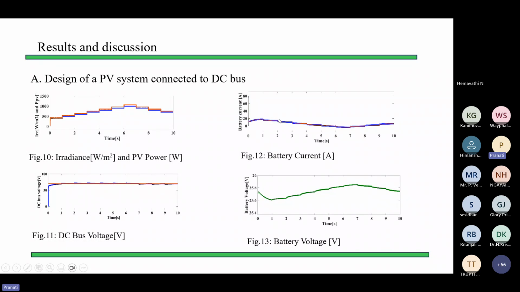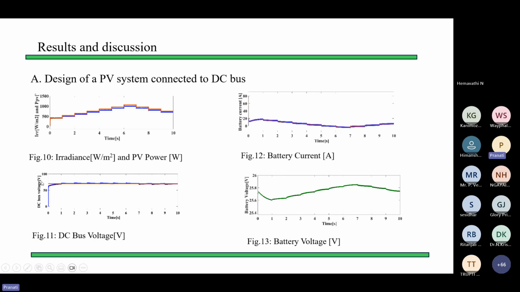Similarly, for different values of irradiances, as the irradiance changes, our battery goes on charging. And when the irradiance goes to around 1000 watt per meter square, you see when it is 1000 watt per meter square, then the battery discharges. Sorry, battery is charging. At this point, battery is discharging.